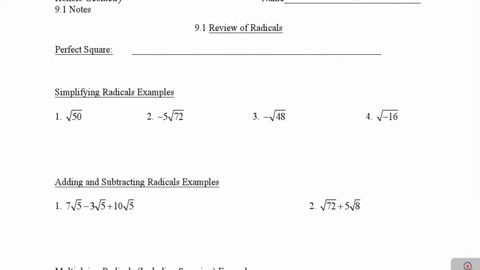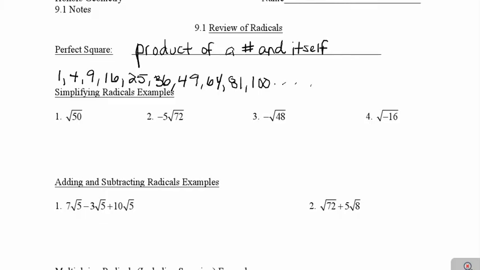Before I begin, I'm going to be using the word perfect square a lot, so I want to define that for you first. A perfect square is the product of a number and itself. Some examples: 1 times 1 is 1. 2 times 2 is 4. 3 times 3 is 9. 4 times 4 is 16. 5 times 5 is 25. 10 times 10 is 100, and you could keep going. Those are all examples of perfect square numbers.